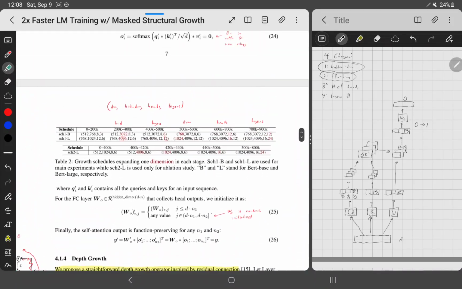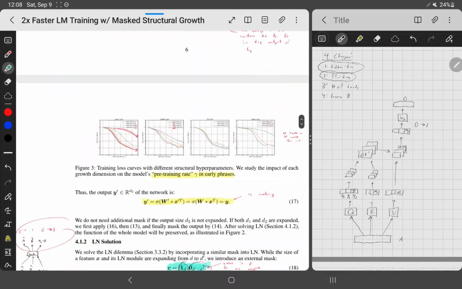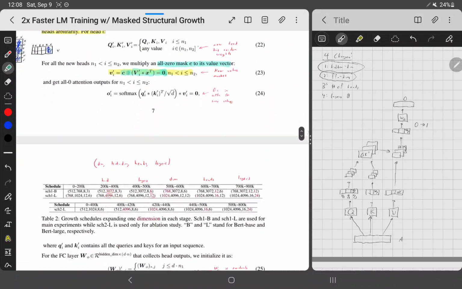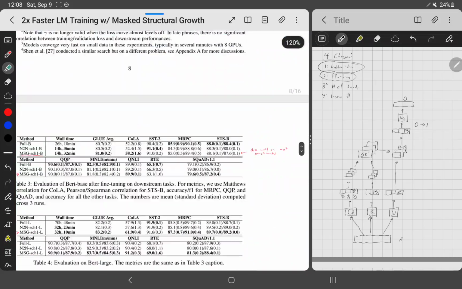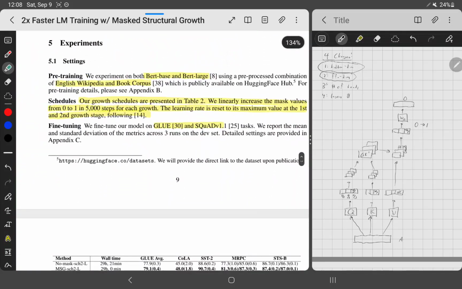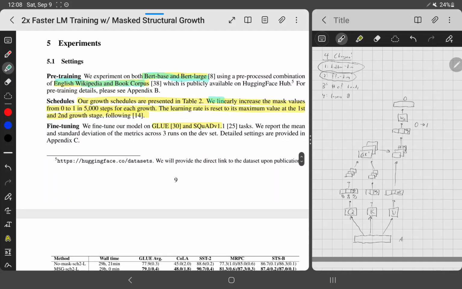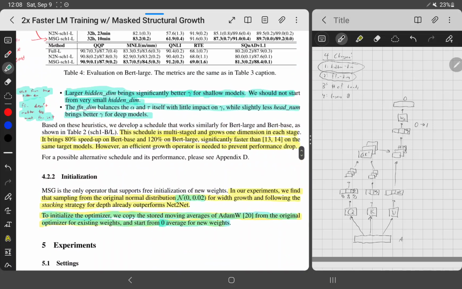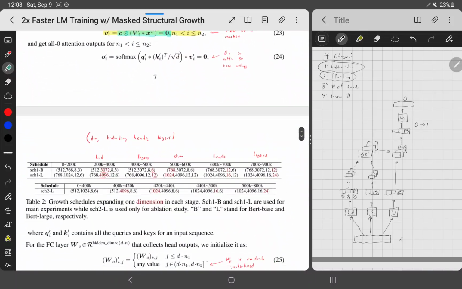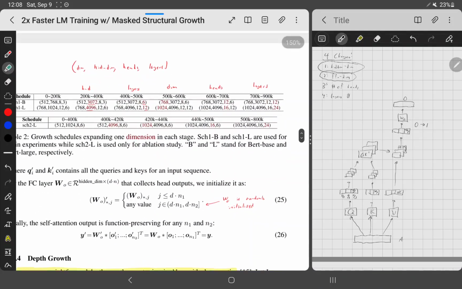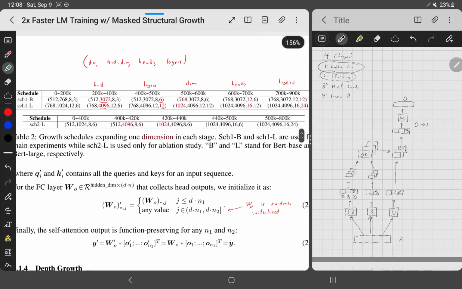They have a little bit. I think they should have more results. So we already got to this ablation part. I guess I'll show this. So basically they're looking at BERT and BERT large. And for pre-training, they're looking at this Wikipedia corpus and this book corpus. And they use a linear increase from 0 to 1 using 5,000 steps for each growth. So let's look here. Here are the growth schedulers.